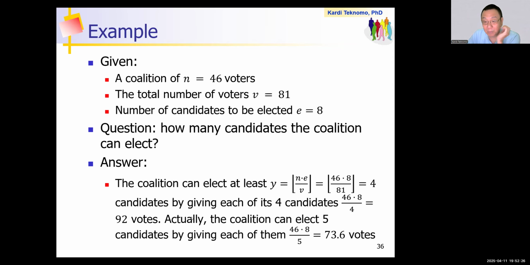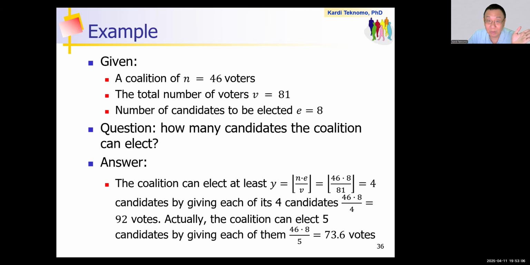So this coalition can do it by giving each of the 4 candidates 92 votes. These numbers: 46 times 8 divided by 4, you will get 92 votes. Actually the coalition can elect 5 candidates by giving each of them 73.6 votes.